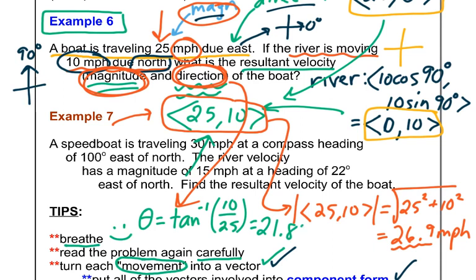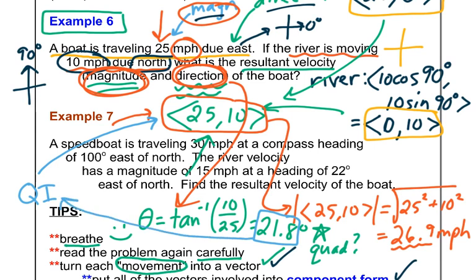But remember with direction questions, we have to think about our quadrant, a little star for quadrant. Is that the right quadrant? Let's see, on our original vector over here that we got as our actual resultant, what quadrant would 25, 10 be? If you actually graphed it, it would be in quadrant 1. Well, when we did tan inverse, what quadrant did we get it in? We also got it in quadrant 1, so we know it's the right answer.